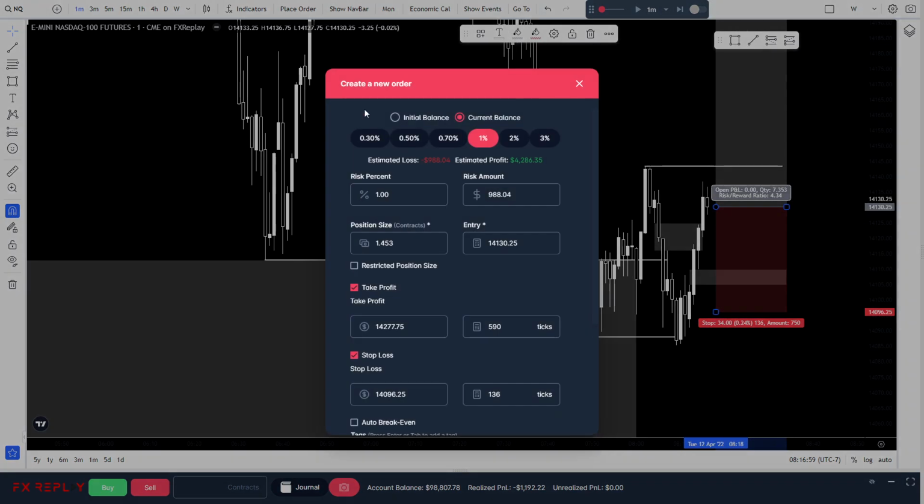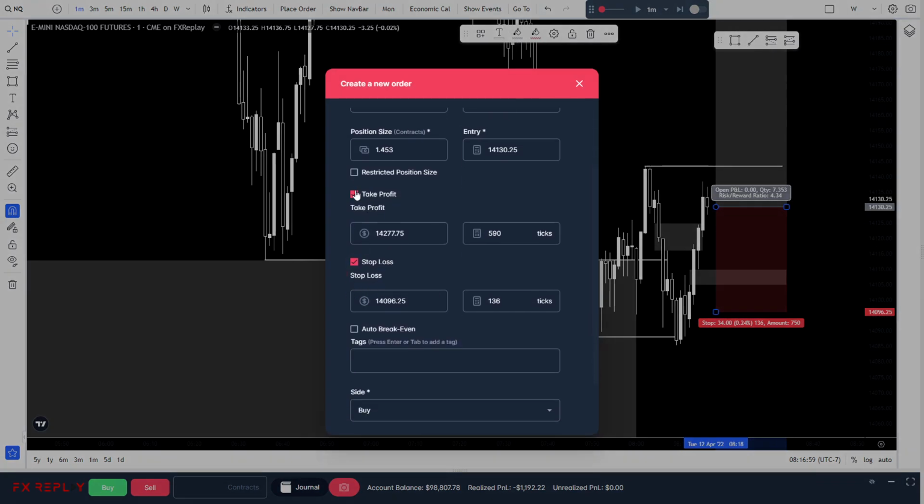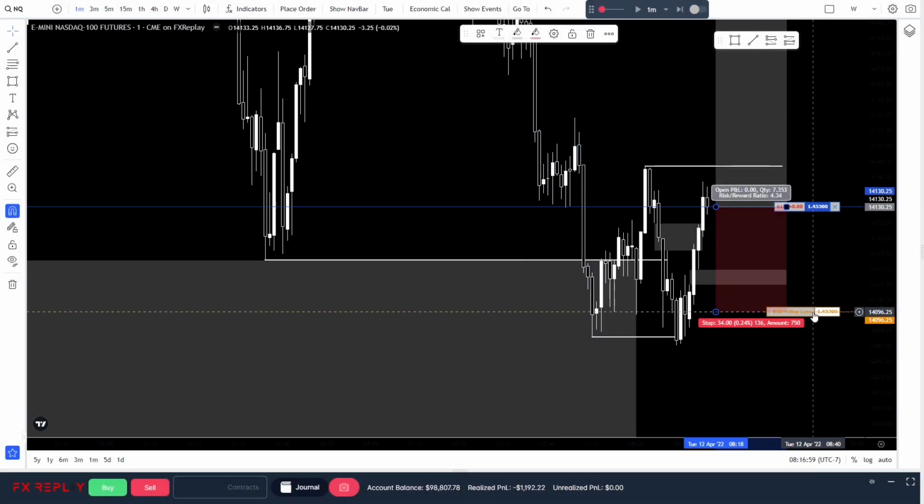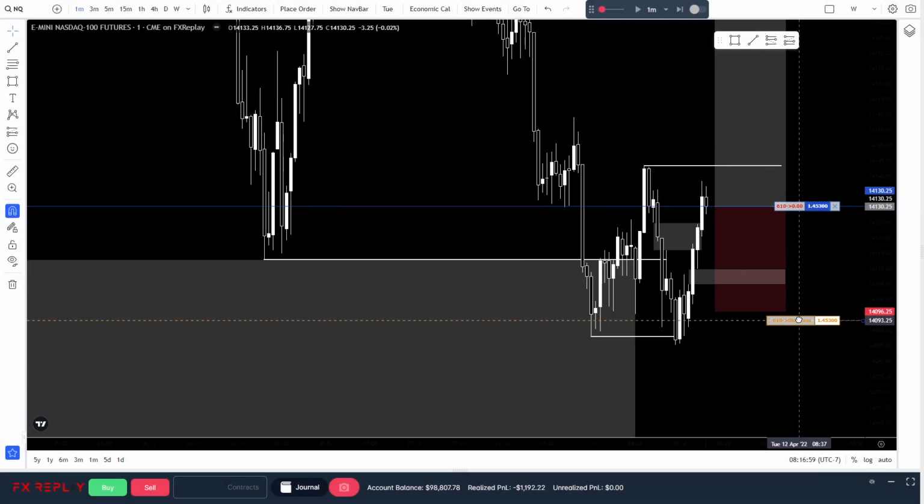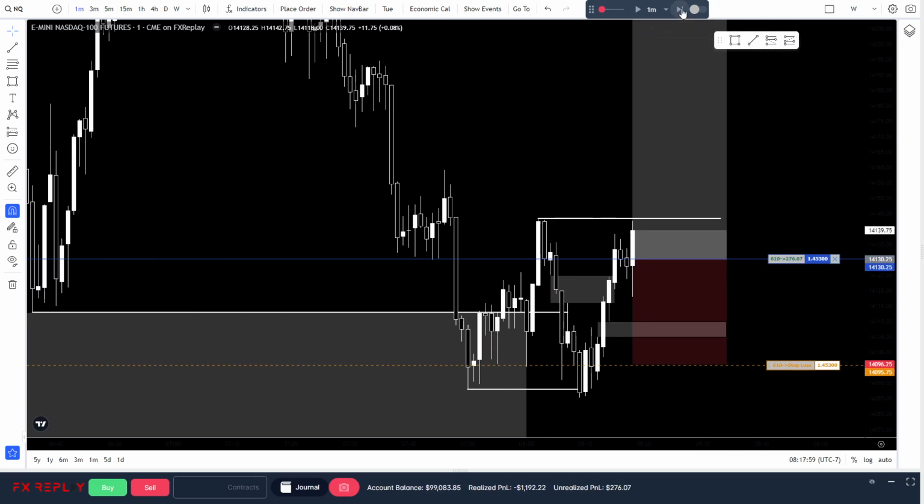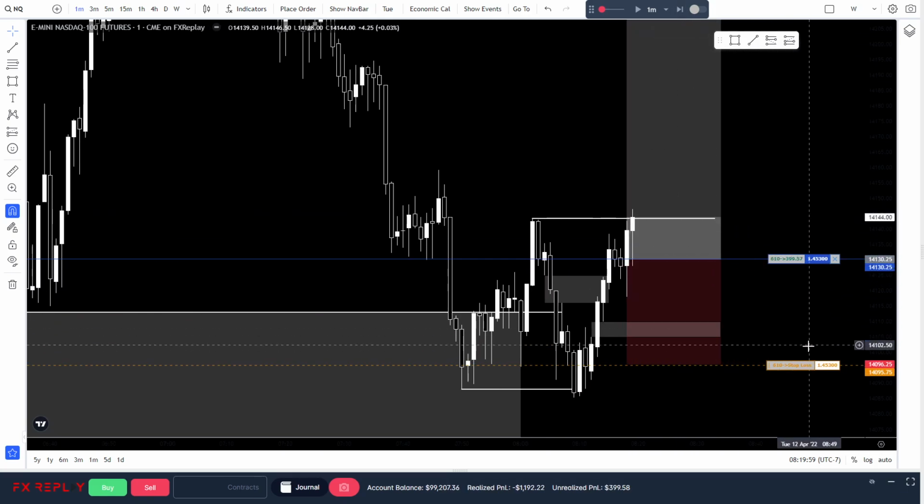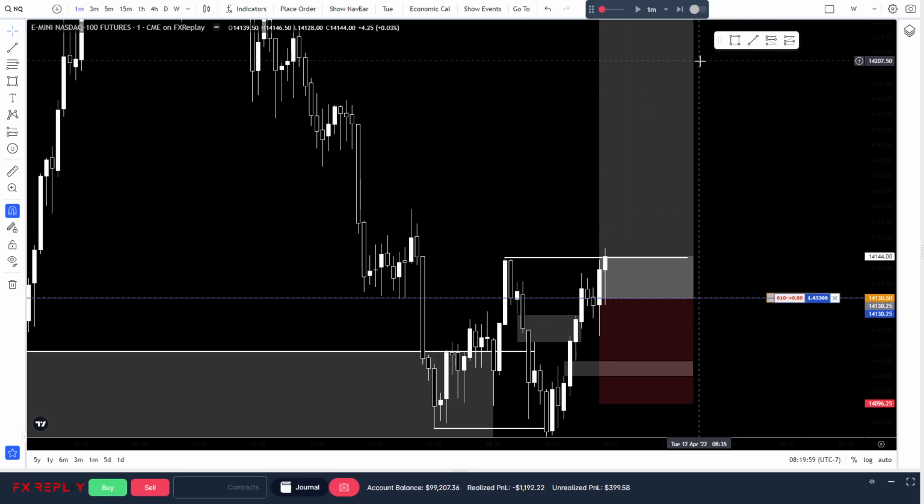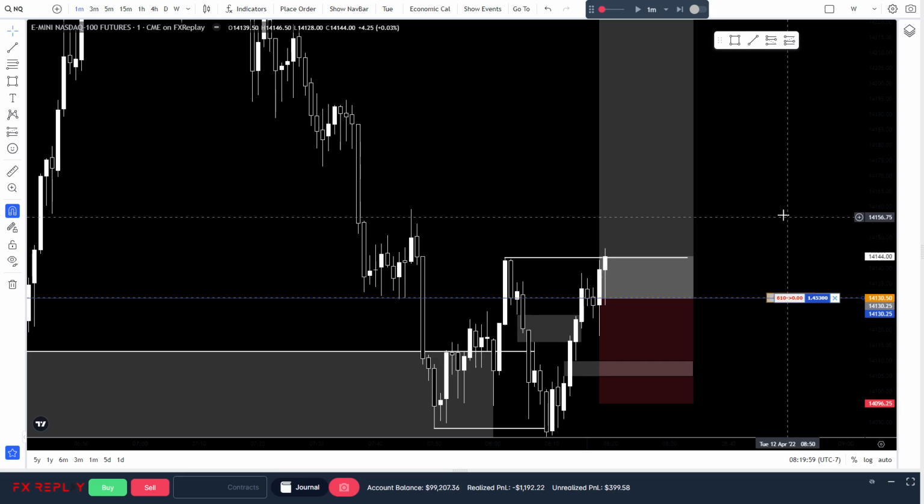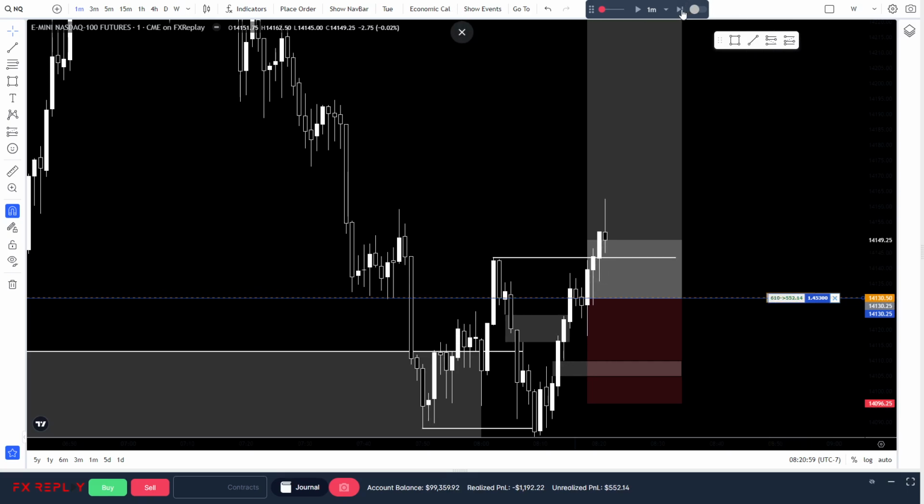So place order, 1%, take out the TP. Yeah, and then move the stop loss. That's a pretty good hard stop, to be honest. So okay, that's going to be stop to break even. And let's just see if we get any push. So there's that high. So I would scale half here.